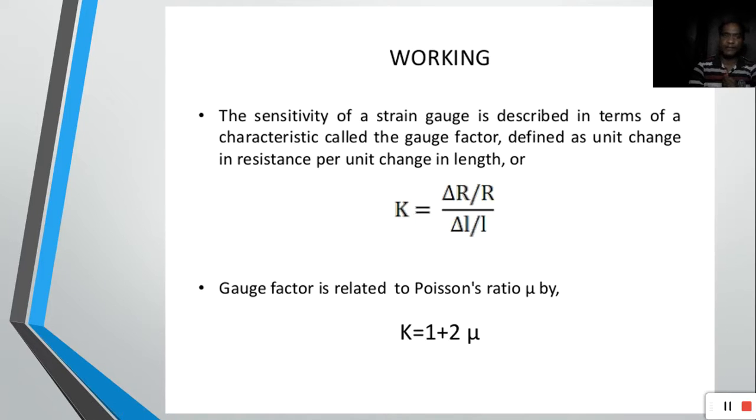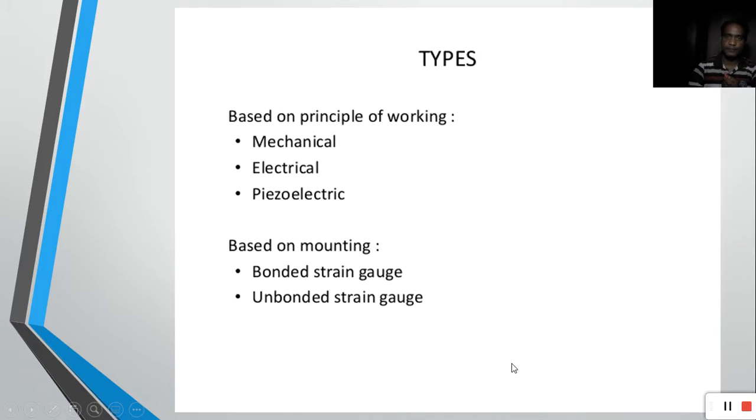Now we discuss its working. The sensitivity of a strain gauge is described in terms of a characteristic called the gauge factor, defined as the unit change in resistance per unit change in length, or K = (ΔR/R)/(ΔL/L), where ΔL is the change in length and ΔR is the change in resistance. Gauge factor is related to Poisson's ratio μ by K = 1 + 2μ.